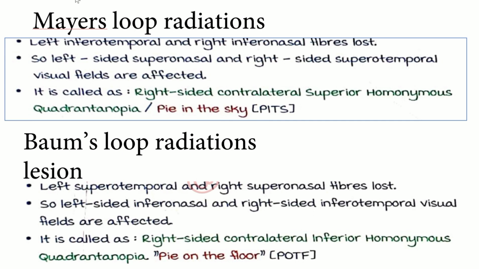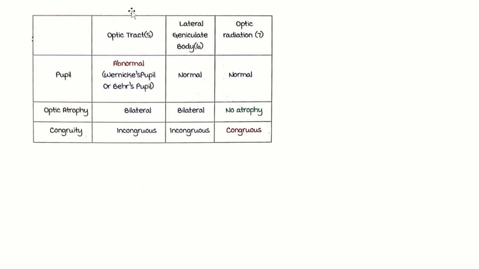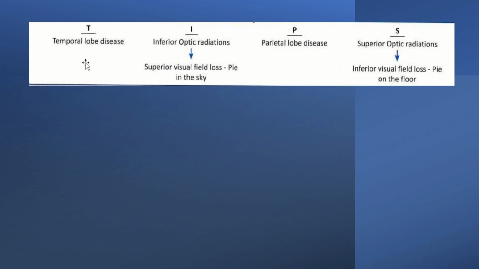So that's about it. The usual causes for the lesions of the optic radiations are vascular occlusions, tumors, trauma, and temporal lobotomy for seizures. These are the causes for the lesions at the optic radiations. So this is the mnemonic, and you can remember it as TIPS, where T stands for temporal lobe disease, I stands for inferior optic radiation. So temporal lobe means inferior optic radiations, which gives the superior visual field loss, that is pie in the sky. P stands for parietal lobe disease, which means superior optic radiations, and inferior visual field loss, that is pie on the floor. I have already explained it.